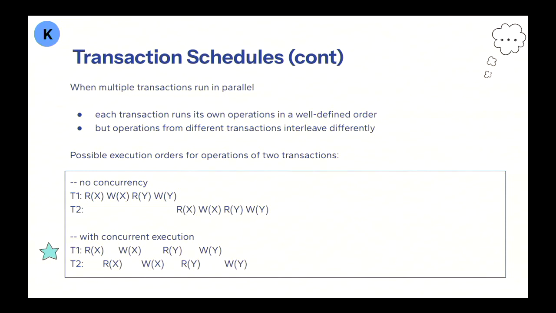So different transactions could be executed concurrently. And this one here, as you can see, before finishing all the operations of the first transaction, the DBMS could start processing the second transaction. So this is called concurrent execution.